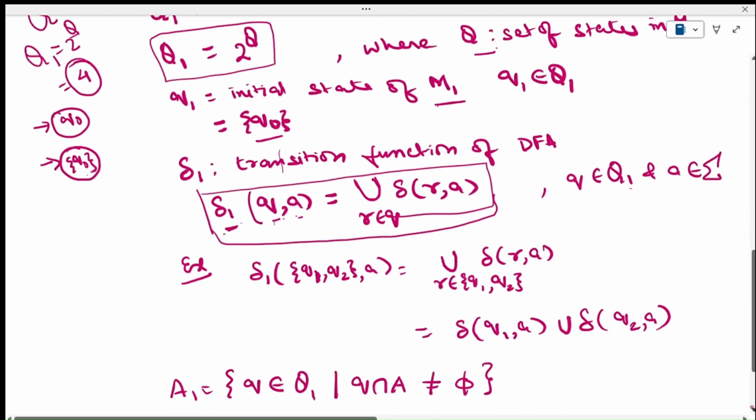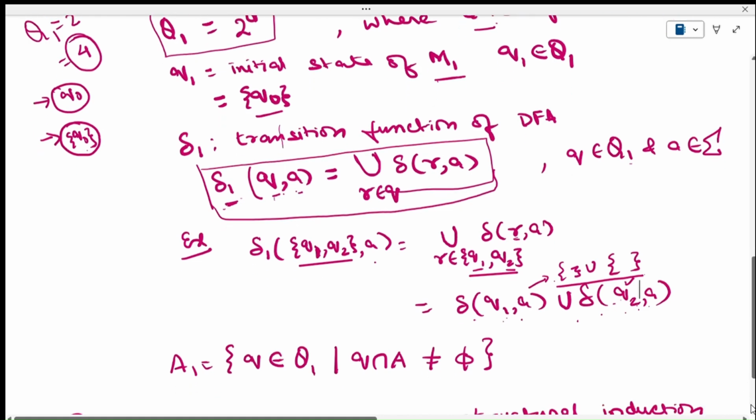Suppose there is delta 1 of the subset q1 comma q2, comma A. It is represented by the union of R that belongs to q1 comma q2, delta R comma A. Replace this R by q1 and q2 and perform the union operation: delta q1 comma A union delta q2 comma A. Now we see the transition of q1 on reading A in the non-deterministic finite automata. Take its output set and perform the union with delta q2 comma A, where q2 is some state in the non-deterministic finite automata, which on reading A gives some output. We'll perform the union of these two sets. We will see these types of subsets while converting the NFA to DFA. But here, please concentrate on the proof.